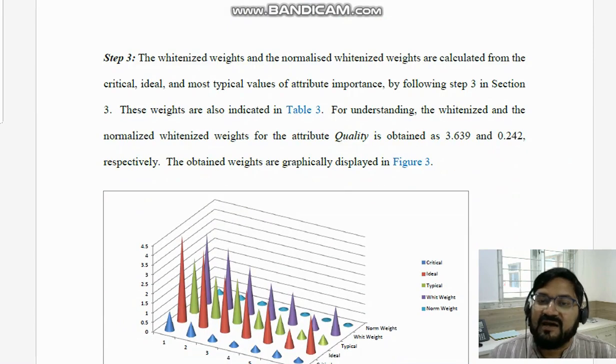So next we are taking the normalized weights we have calculated, and we can see which one has the highest weight. The quality is having the highest weight.